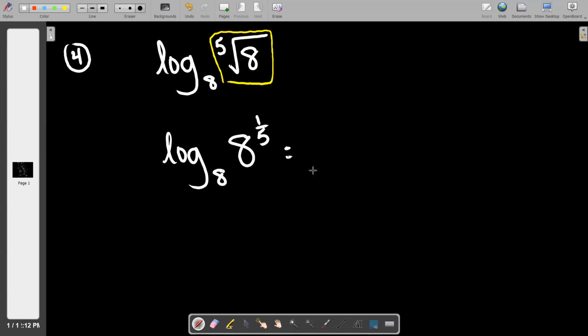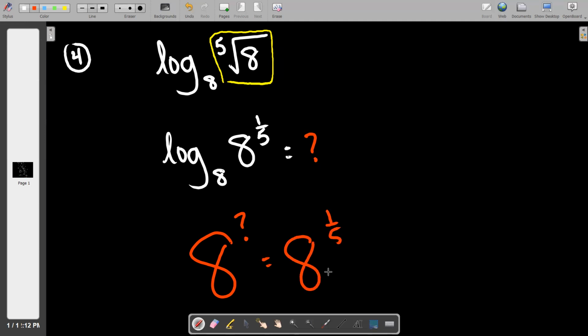What is log base 8 of 8 to the 1/5? In other words, let me say this again. 8 to what power? That's this right here. Equals 8 to the 1/5. Yes.